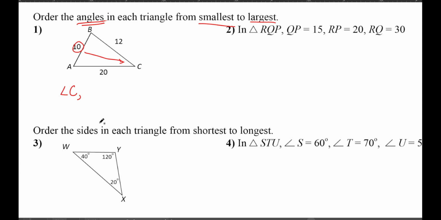What's the next biggest side? Is it 12 or 20? The next biggest is 12. Where do I look? I look opposite. So what's the next biggest angle? It's angle A. And now there's no other choice. What's my other angle? It's angle B. Is it opposite the biggest one? Yeah, absolutely. So angle B is opposite the biggest side. That's how you know which angle is the smallest one and which one is the biggest one.